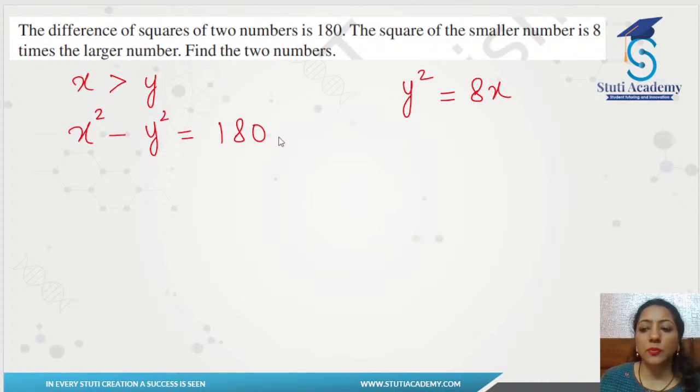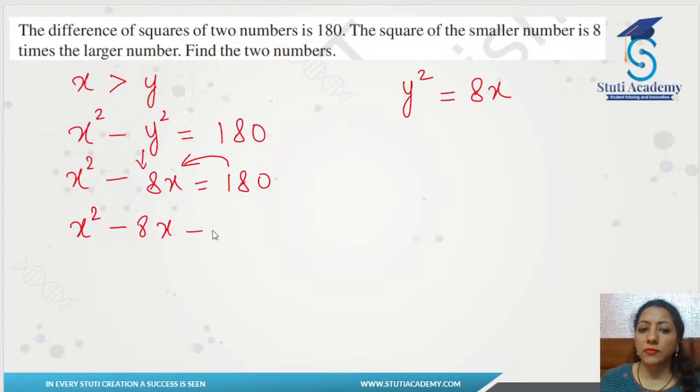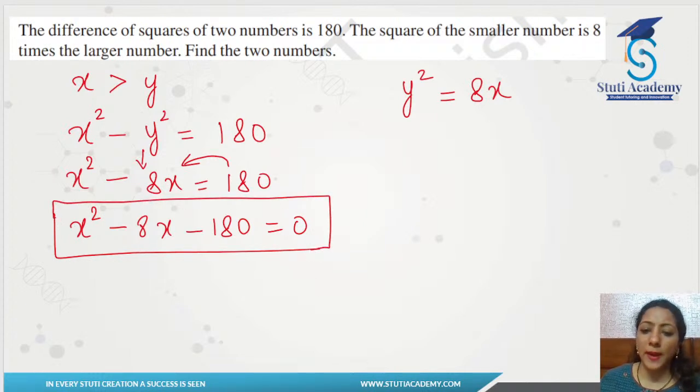Now here we have a quadratic equation in two variables, but we don't know how to deal with such equations. So we are going to bring it down to a quadratic equation in one variable. We already know y square is equal to 8x, so we are going to replace y square by 8x. In the next step, we will take this 180 to the left hand side, and this will become minus 180. Now this is a quadratic equation in one variable, and we can solve it either by the quadratic formula or by the factorization method. So x square is equal to 8x plus 180, that is x square minus 8x minus 180 equals 0.